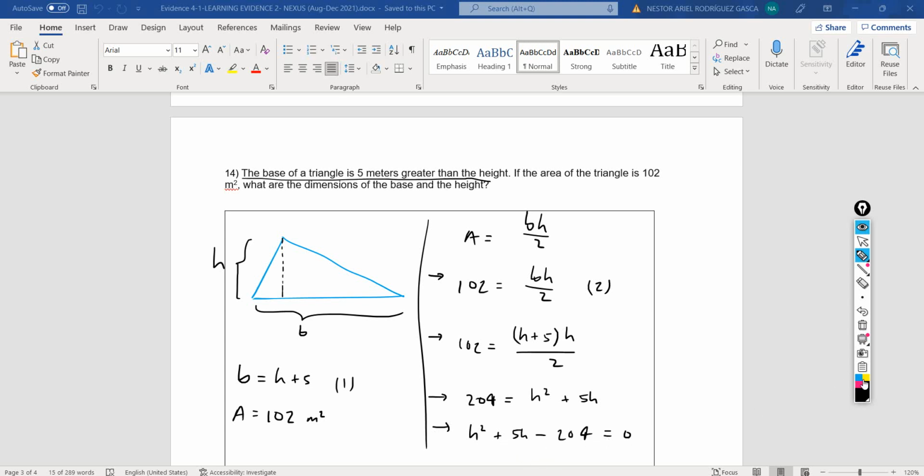And once again, you obtain a quadratic equation that you can solve using the general formula or completing the square, anything you want, and you're gonna be getting the magnitude of the height for this particular triangle. And once you obtain the height, you're gonna put it in here, you're gonna add 5, and you're gonna be getting the base. Done. Period.